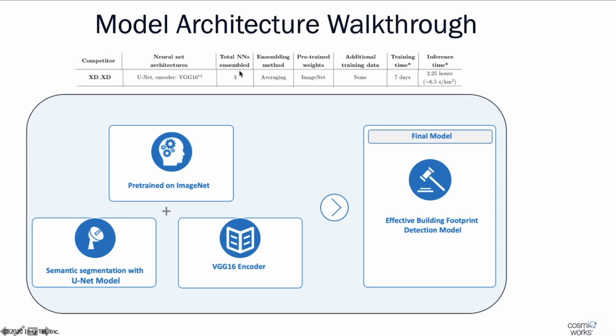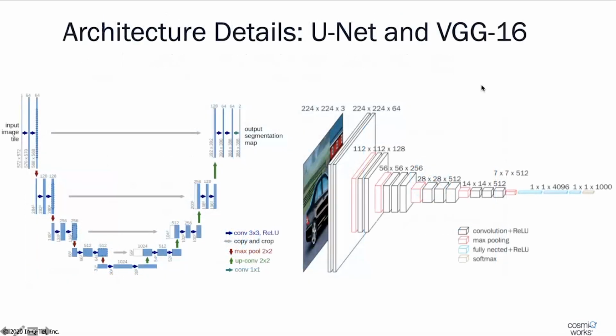And you can see some of the details of his model, the number of neural networks ensembled, his ensembling method, the pre-trained weights, which we discussed, and his training time, about 7 days. So on the left, we have UNet, and on the right, we can see the breakdown of VGG16.